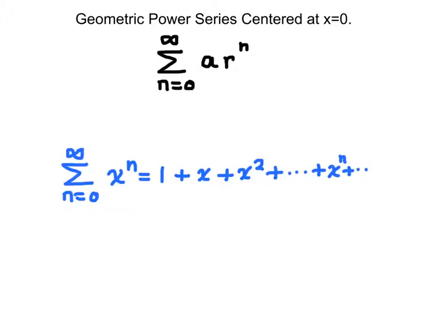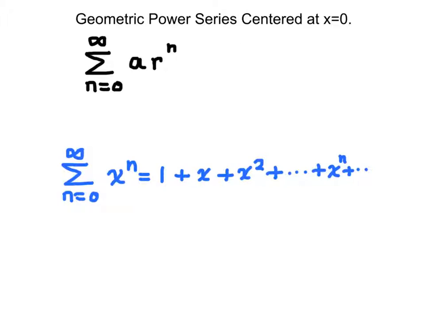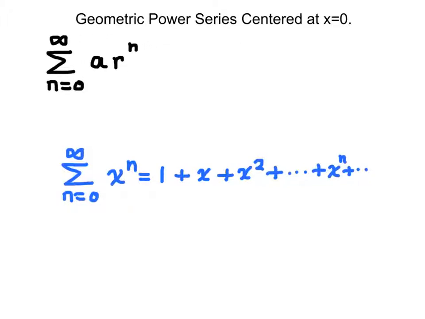Recall with the geometric series, if our geometric ratio, which is r, has an absolute value less than 1, then our geometric series converges to the ratio a over 1 minus r.